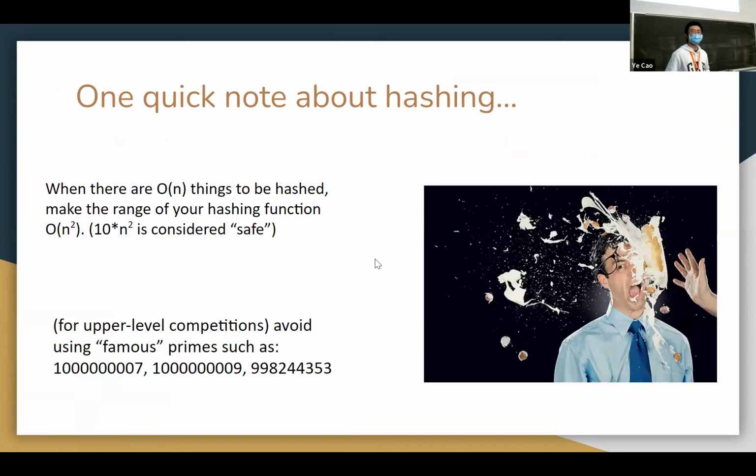One quick note about hashing, which I talked about when talking about string algorithms. When there are n things to be hashed, you definitely want to make sure the range of your hash function is O of n squared. And just to make it extra safe, make it 10 times n squared, and that will probably be a safe range for your hash function.